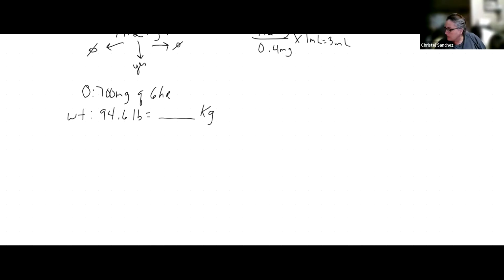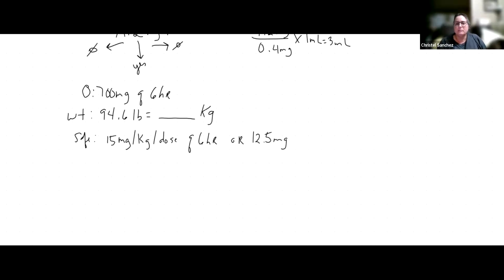Okay. And then it tells us that the recommended dose for a patient weighing less than 50 kilograms is going to be 15. So the safe range is 15 milligrams per kilogram per dose Q 6 hours, or 12.5 milligrams per kilogram per dose Q 4 hours. Lord, this one's got a ton of stuff. Okay, and then it gives us a max of 75 milligrams per kilogram per 24 hours.